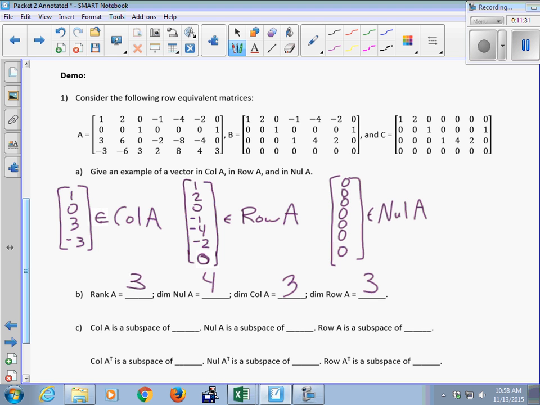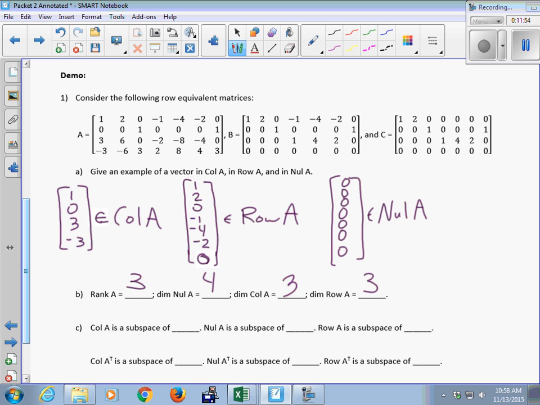Okay, column space of A is a subspace of, right? Where does it live? Like what dimension does it live in? How many entries are in each element of the column space? 4, yeah. Because the column space is the set of all linear combinations, right?